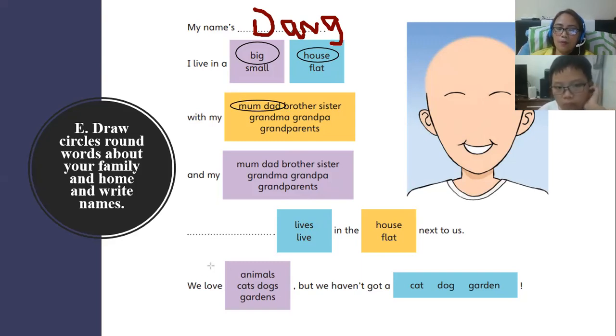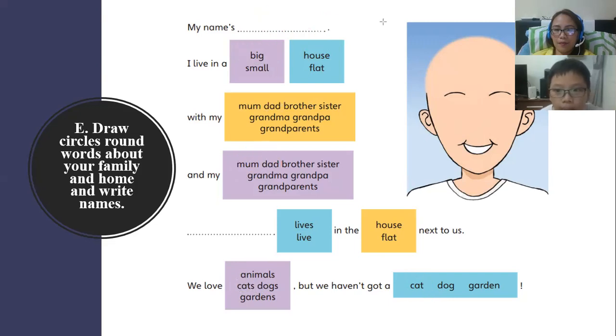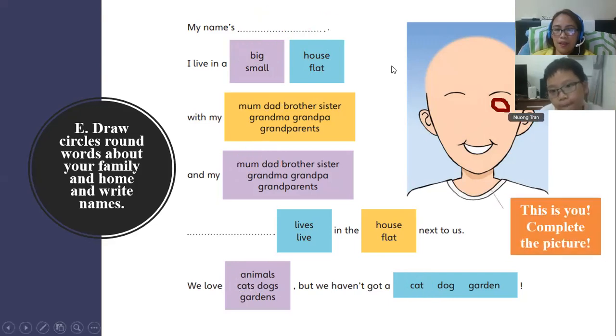Okay. Do you love animals, baby? Cat. Okay, we love cats. But we haven't got a... You don't have a cat, baby? Okay, it's okay.